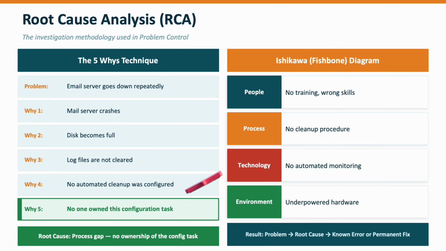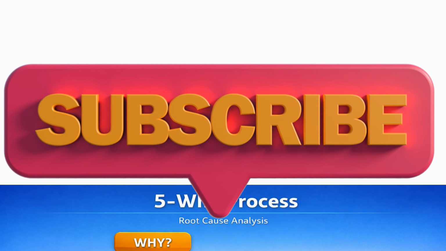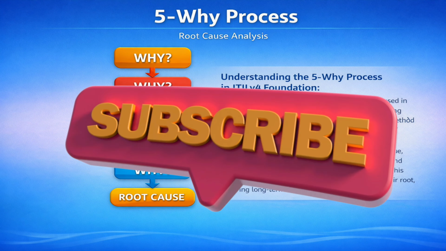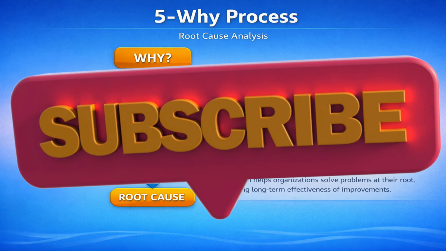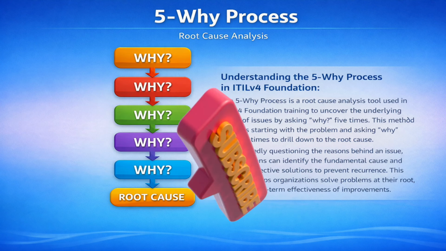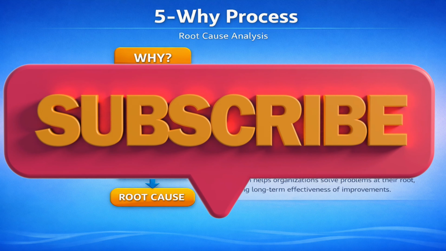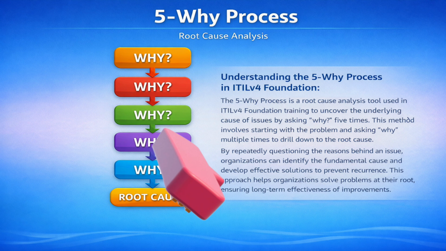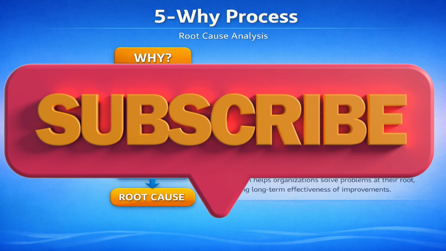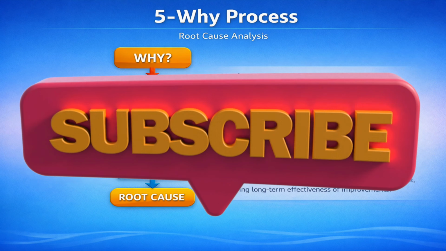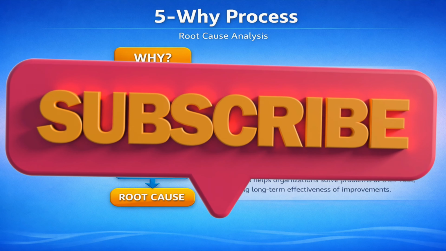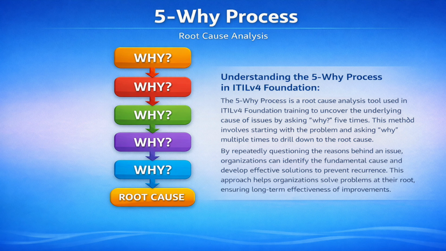So there is the five whys process for identification of the root cause. You ask five why questions to the users or stakeholders, and you get the root cause. So this is how it works. By repeatedly questioning the reasons behind an issue, an organization can identify the fundamental cause and develop effective solutions to prevent recurrence. This approach helps organizations solve problems at their root, ensuring long-term effectiveness of improvements. So the five whys process is as simple as that: it always gets you some questions answered which help you to identify the root cause.